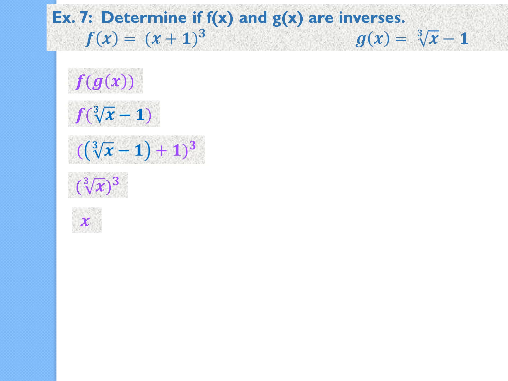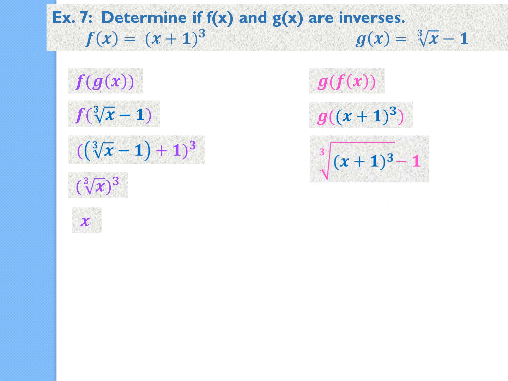Now let's look at g of f of x. So that means anywhere I see an x in g of x, I'm going to substitute in x plus 1 cubed. So it becomes like this. The cube root of x plus 1 cubed minus 1. Now, that minus 1 is outside the radical. So I am taking the cube root of something being cubed. That undoes it and gets rid of it. And then I have x plus 1 minus 1. Well, now the 1's cancel out and I get x.